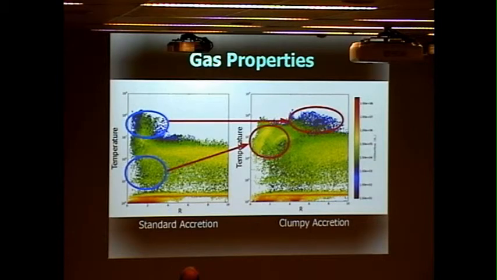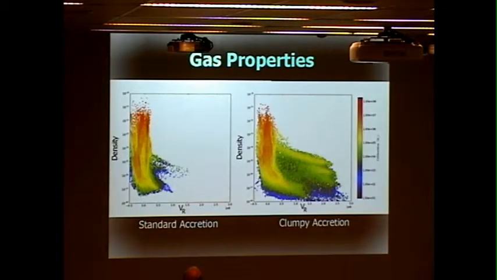Whereas in the clumpy accretion model, the cool gas near the black hole has all been heated up, and the fairly hot gas that's been there has actually been completely blown away. So this is where we're getting our two main effects. We're heating up the cooler gas, and we're really blowing out the hotter gas, which is also the less dense gas, as we saw before.